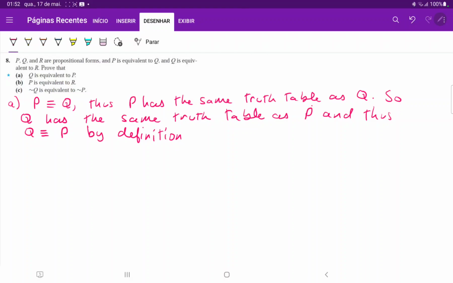So this may seem kind of circular, right? But we're just saying, okay, if P and Q are equivalent, it means that their truth tables are the same. But if their truth tables are the same, it also means that Q is equivalent to P.